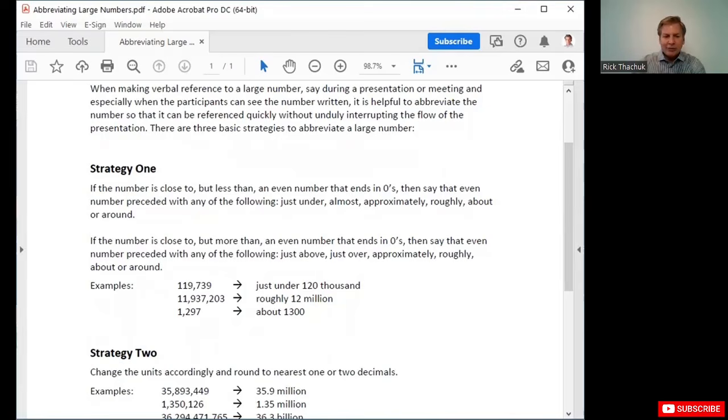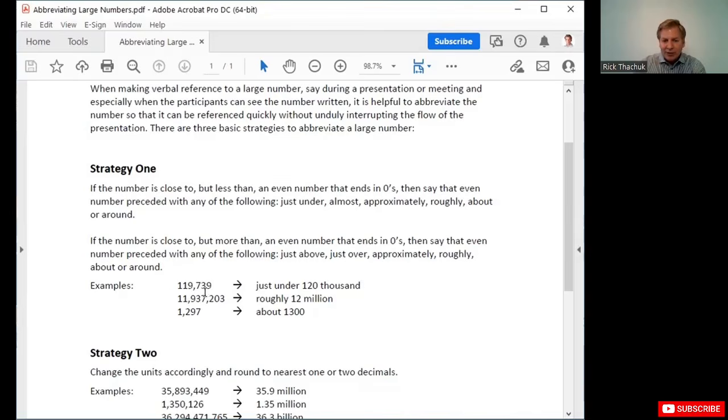Let's look at some examples. This number here, 119,739. If I'm in a presentation and I need to make reference to that number, that's a lot of things to say. I don't want to use up too much time saying all of that. So I will abbreviate this number.